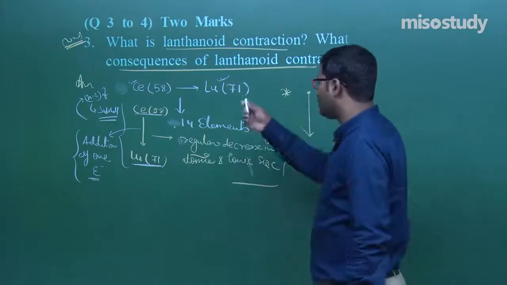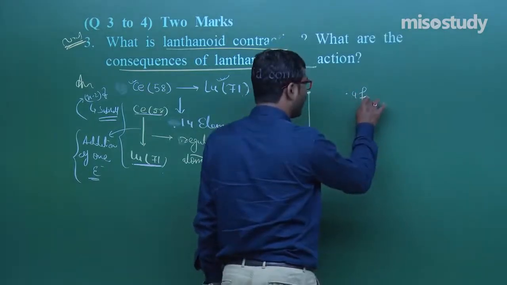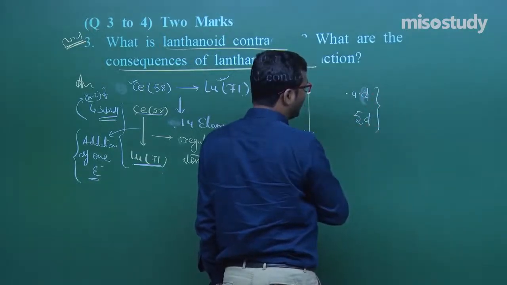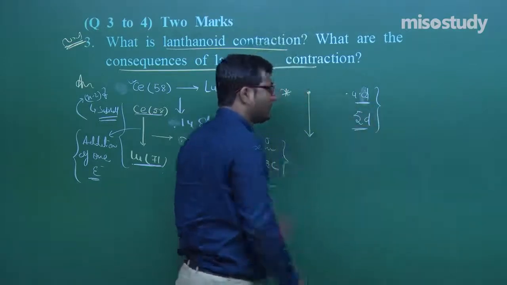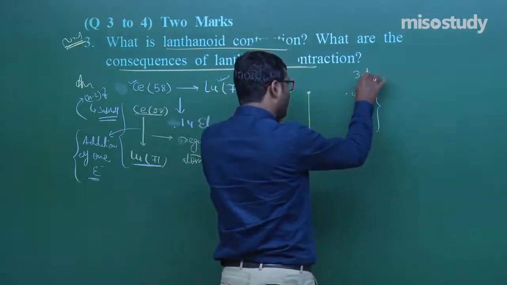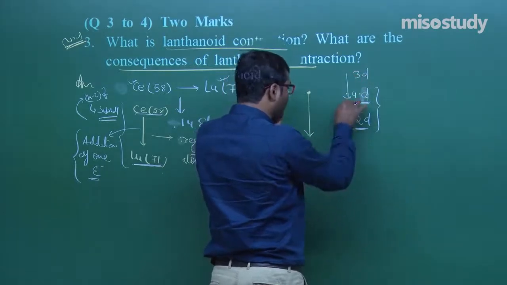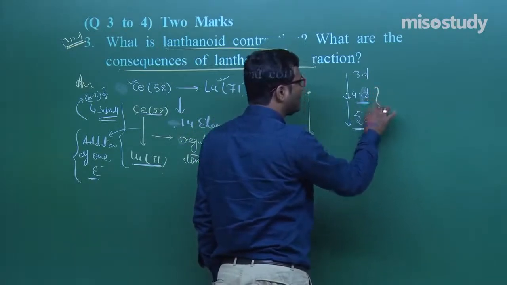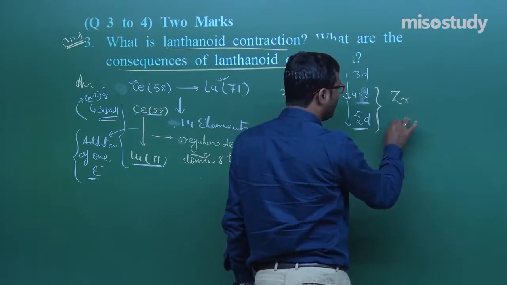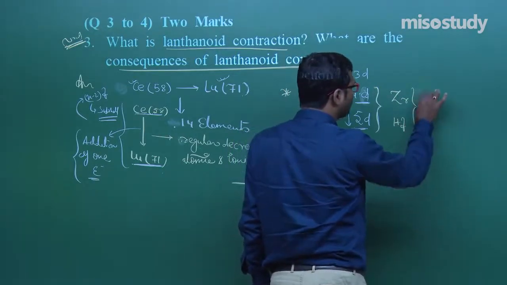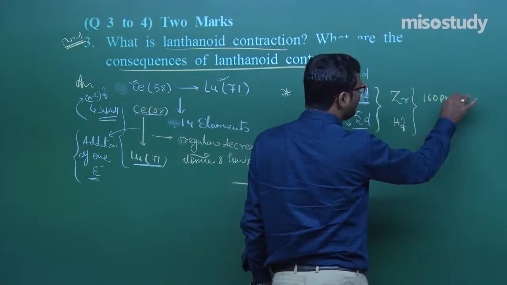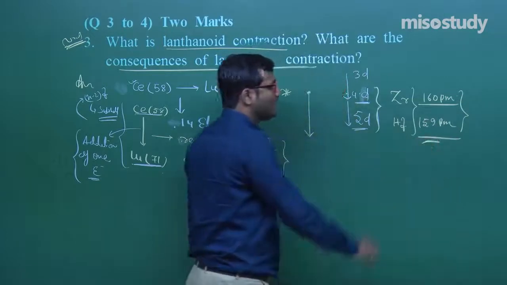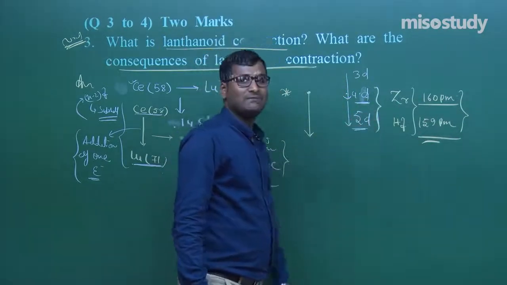Second consequence, due to lanthanide contraction, when we discuss the atomic and ionic size of the 4d and 5d series, what we observe, as we know, when we move from 3d to 4d size increases, but when we move from 4d to 5d, they have almost equal size. For example, zirconium and hafnium have almost similar size, around 160 picometer and 159 picometer, and they have equal size due to lanthanide contraction.